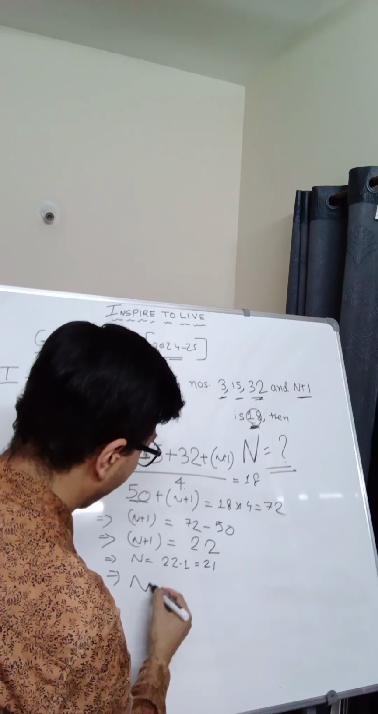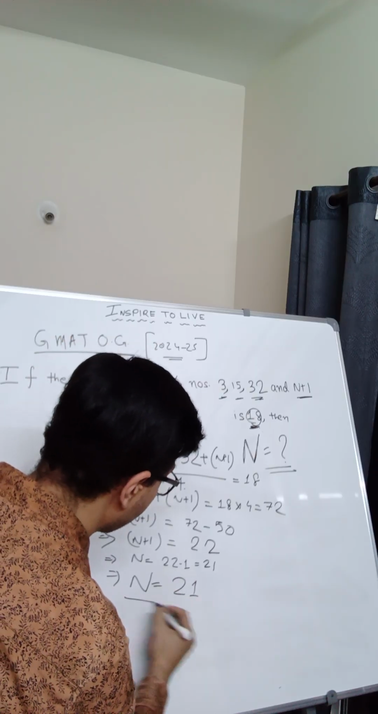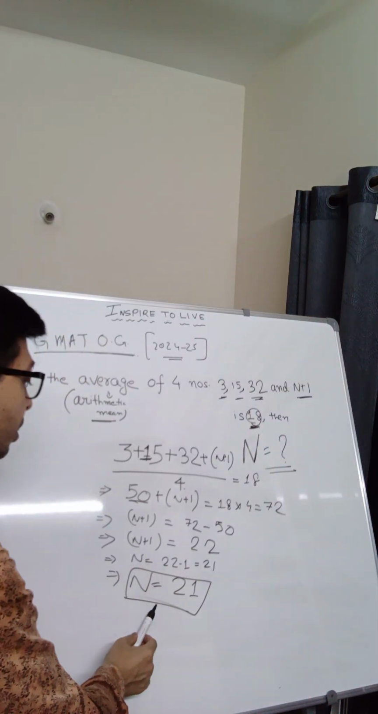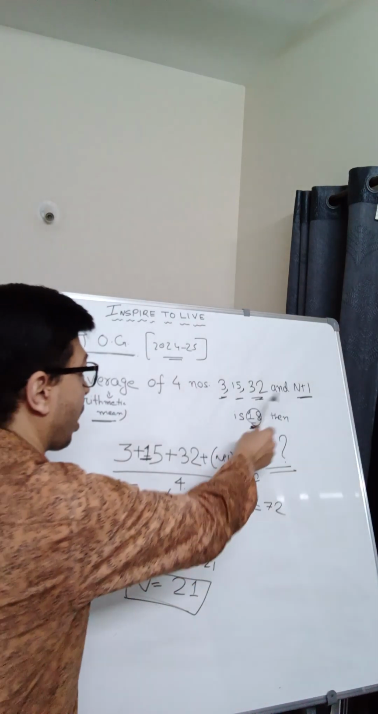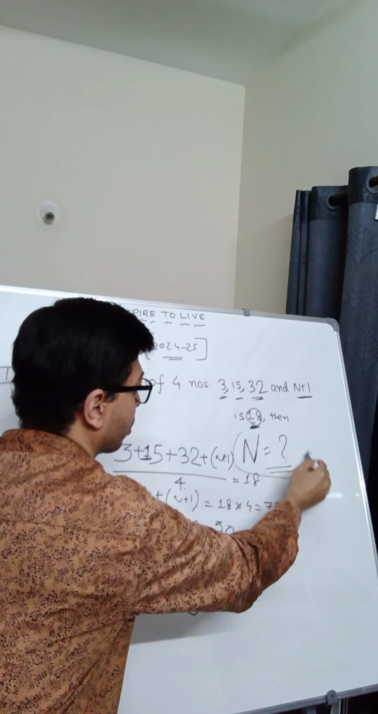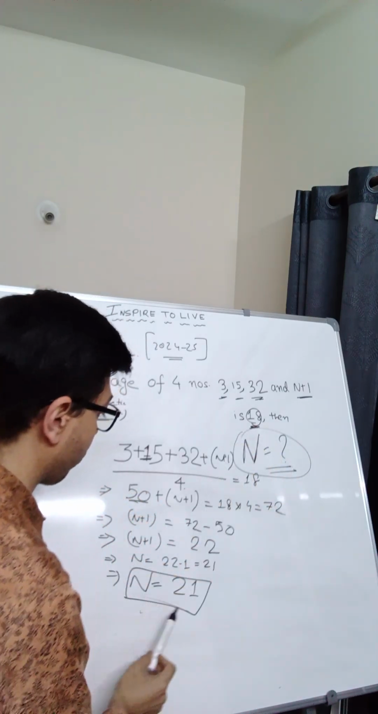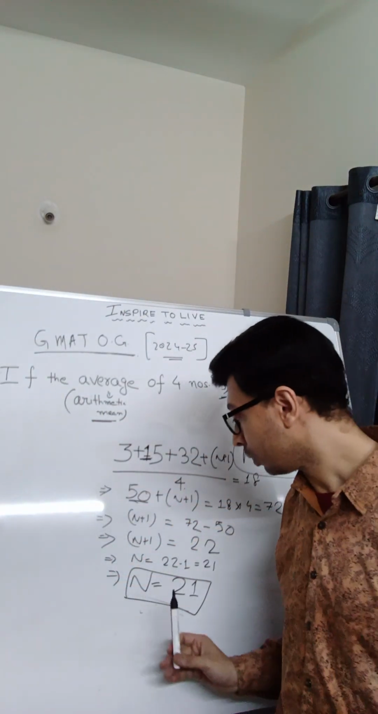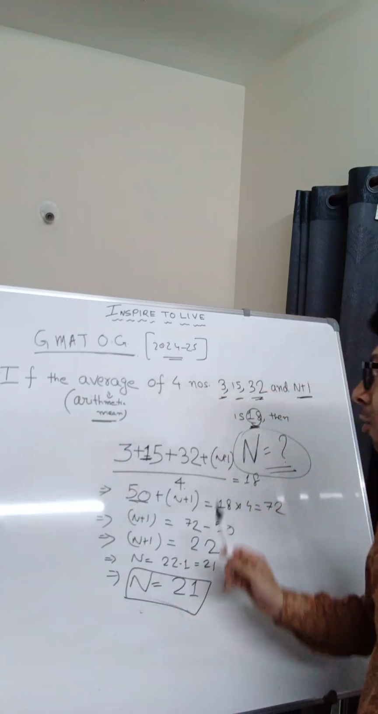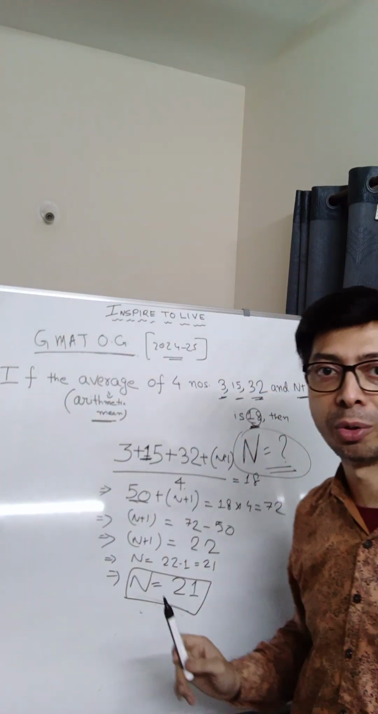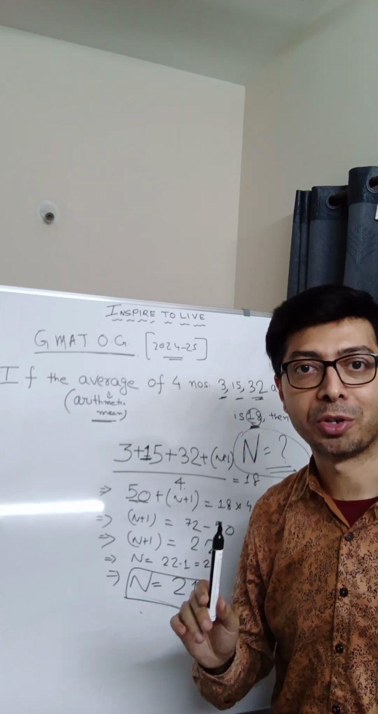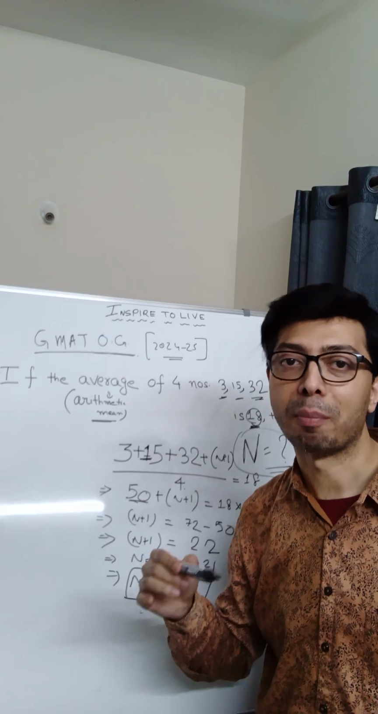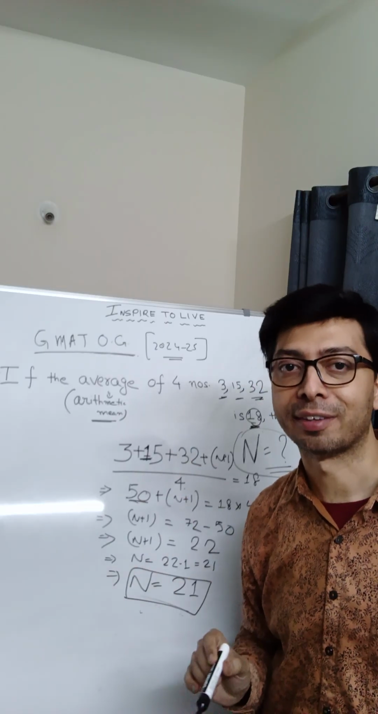So what's the value of n, my dear friend? The value of n is 21. That's the answer for this question, since they asked the value of n. This is how we are going to solve it. Whenever you see an average question, always remember we need to add the numbers and divide by the total number of variables, and that equals the average.